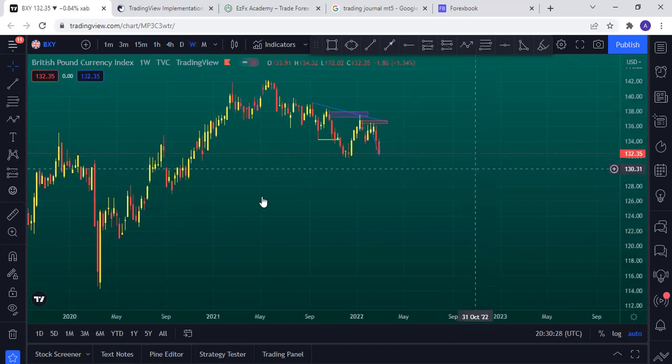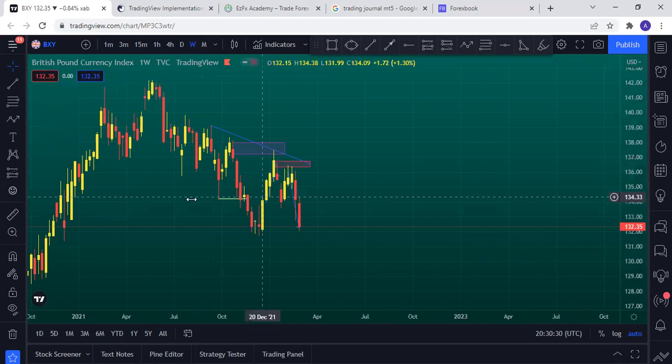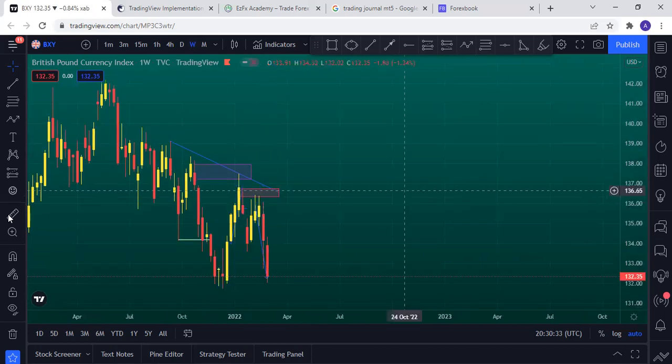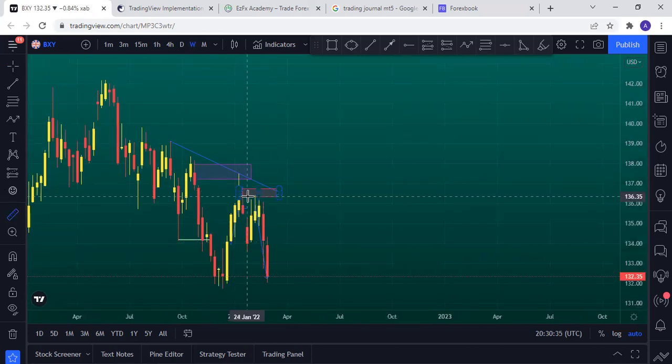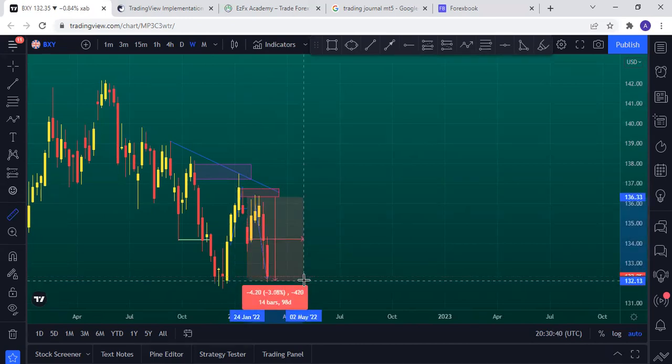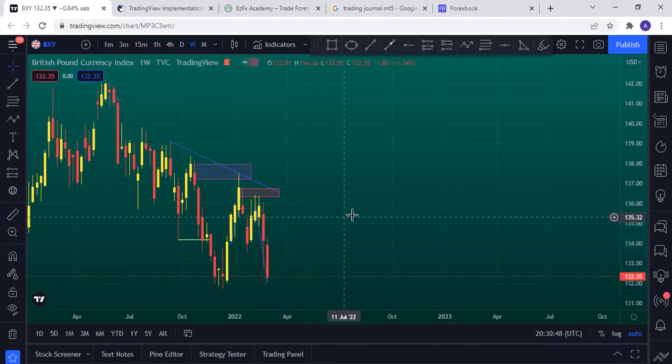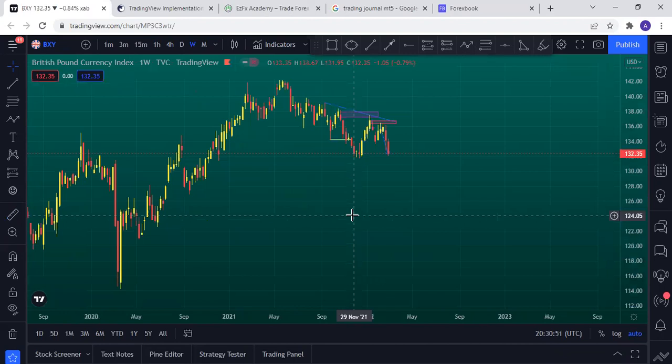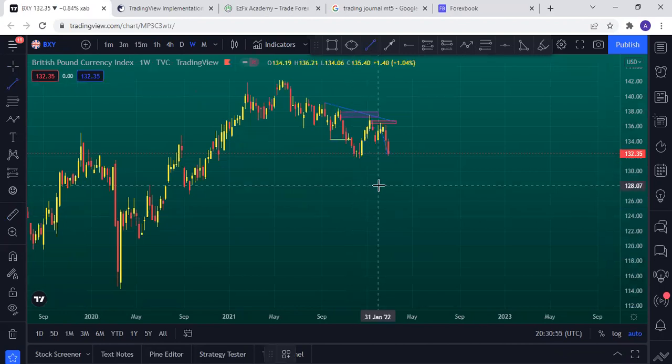And as you can see on the weekly time frame, I already had this bias that the pound was going to drop, and I think that this was also mentioned on my YouTube channel. And as you can see, this is a 3% drop, over 420 pips on the pound index, which means that we've seen some weakness in the pound over the past 3 to 4 weeks.